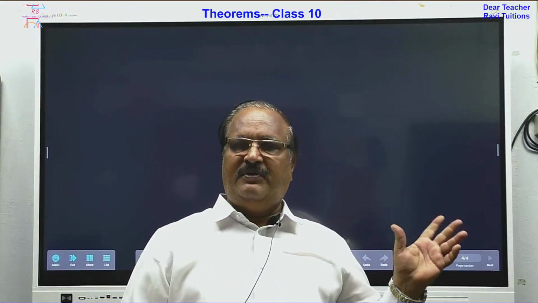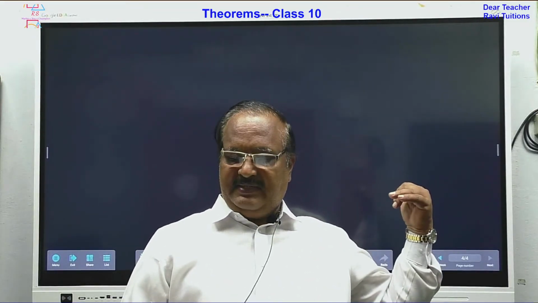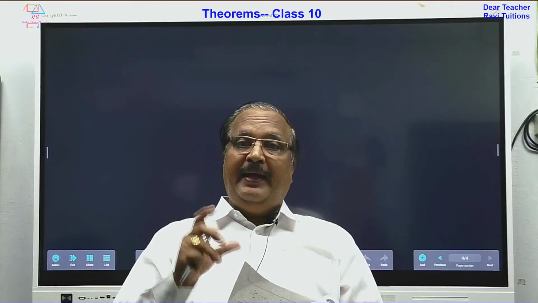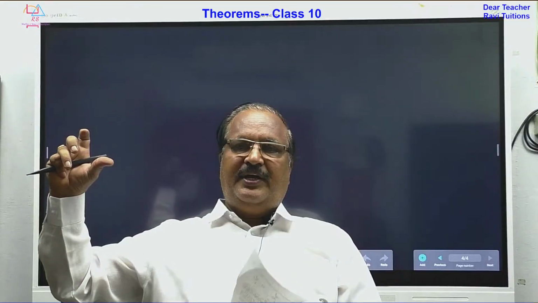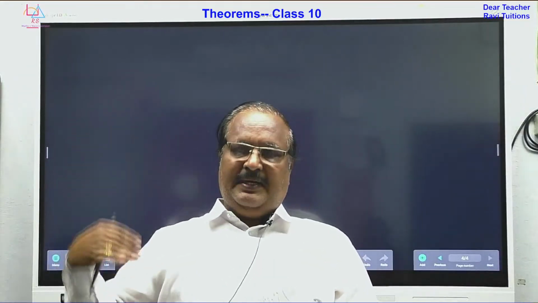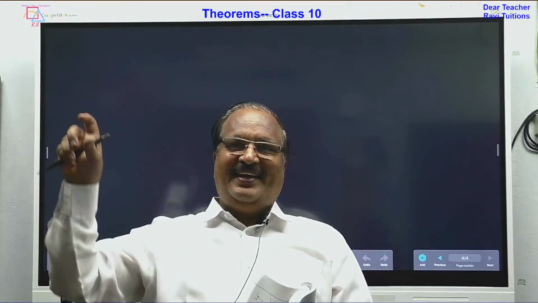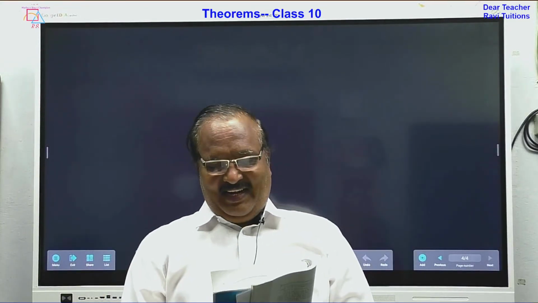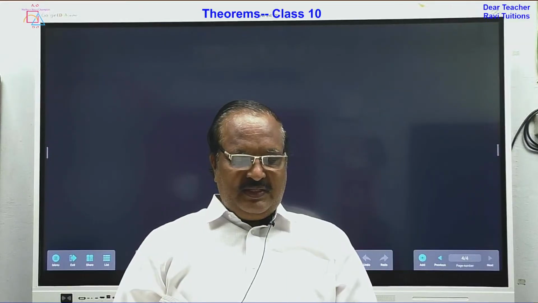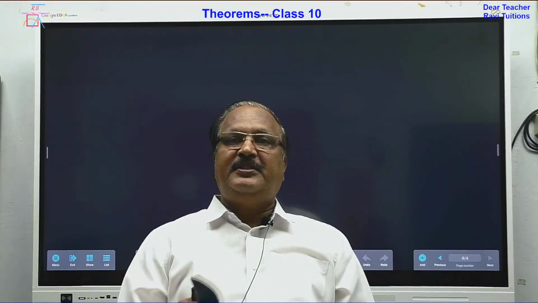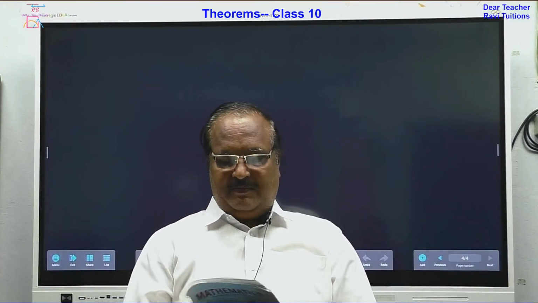Whatever procedure we have taken in the previous one, you take a small triangle, take a big triangle, make a small triangle in the big triangle, prove that the base of the small triangle is parallel to the third side of the big triangle, and so on. So that is the 6.4 theorem. Now let me go to the 6.5 theorem.